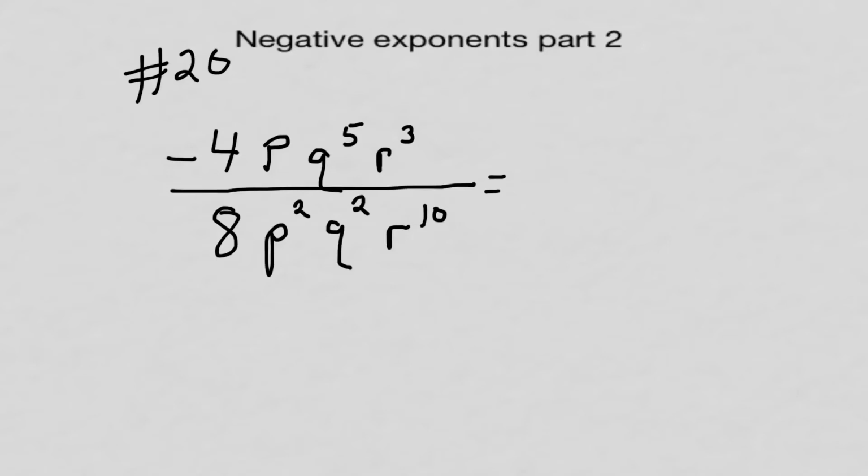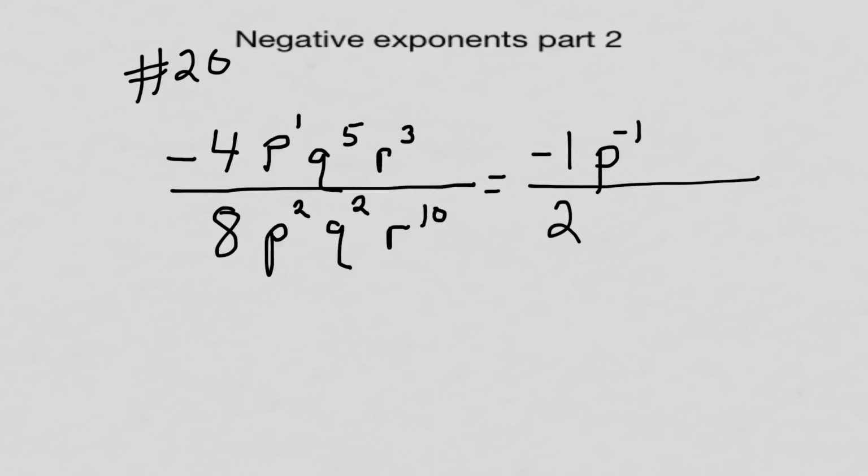All right, negative 4 over 8. Both of those, I'm going to put my line here, both of those divide by 4. Negative 4 divided by 4 equals negative 1. 8 divided by 4 equals 2. All right, I'm moving on to the p's now. P to the first, it's not there, but you know it's applied. So 1 minus 2 is going to give you p to the negative 1.